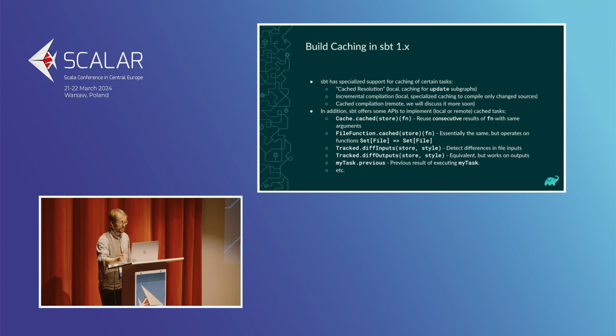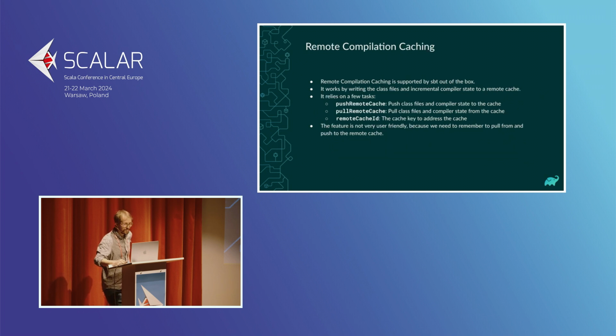Track the diff of inputs and outputs. Those are used to find out about differences in the files that you're passing. So you can see that this file has changed, this file has not changed. You can also configure it with a different style so that you can configure how SBT decides that a file has changed. Another example is previous, that can be called on a task key, which is going to return the result of a previous execution of a task, if it's available. And there are a few more as well. So remote compilation caching. This one is supported by SBT out of the box at the moment.